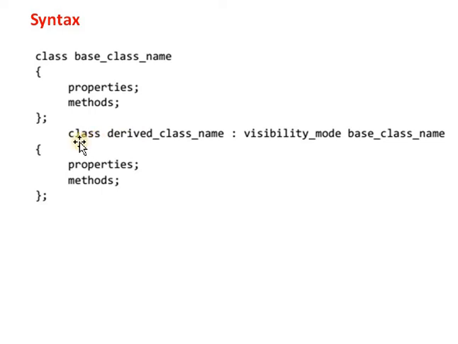First, we specify the class keyword. After the class keyword, we define the derived class name. Then there is a colon. After the colon operator, we specify a visibility mode. And after the visibility mode, we specify the base class name. And in that derived class, we write the properties and methods related to that particular class. This is a single inheritance.